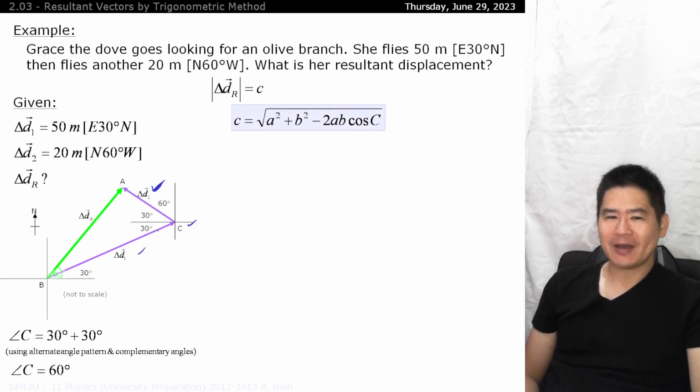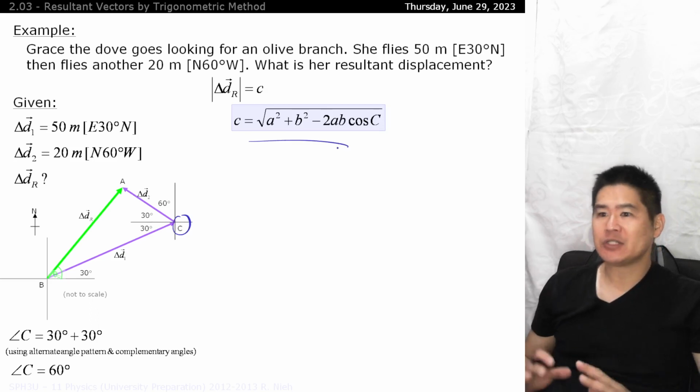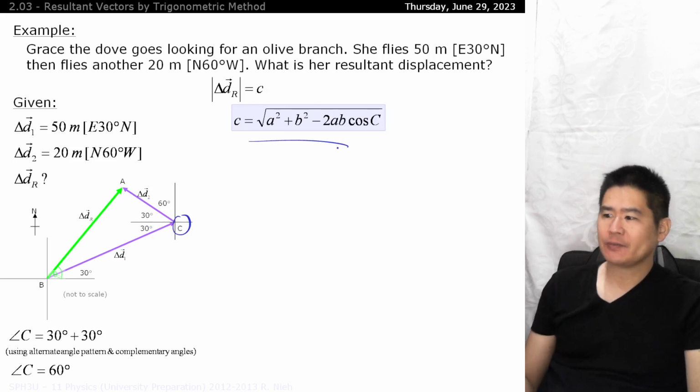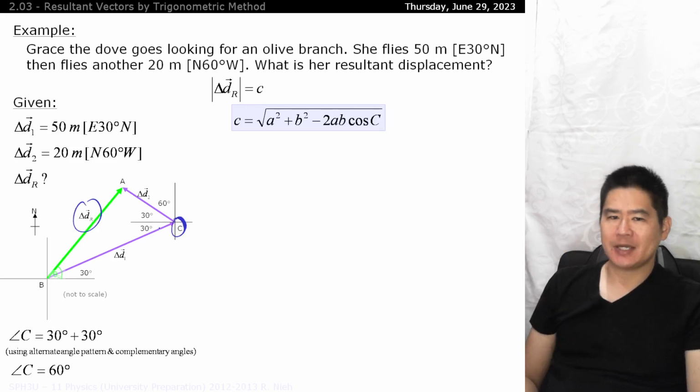All right, and I hope that now you know why I chose this as side C. Because that way we can just take the formula and leave it alone. We don't need to rearrange it or anything. We could just write it out from rote memory. Okay, so that's the hint. If this is the vector you're looking for, make that side C. Makes your life a whole lot easier.